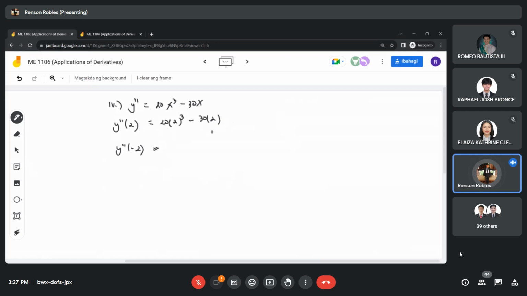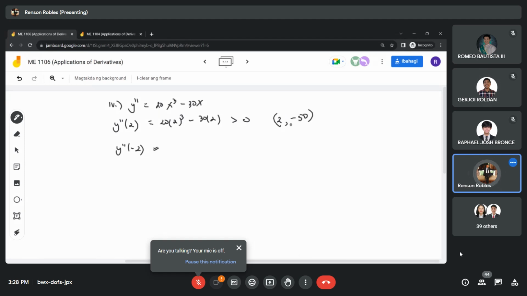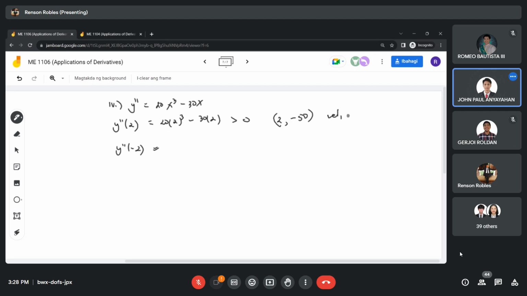What do you think this is? Greater than 0 or smaller than 0? Greater than 0. So therefore, this is (2, negative 50). What is the partner of 2? Negative 50. So (2, negative 50) is a relative what? This is greater than 0, relative maximum or minimum? Minimum. Relative minimum.